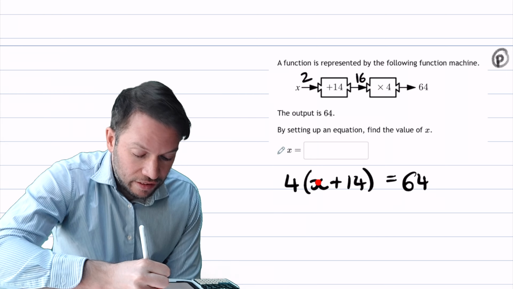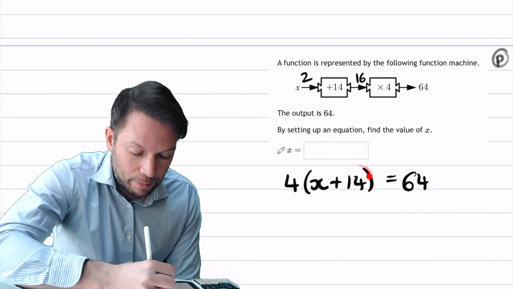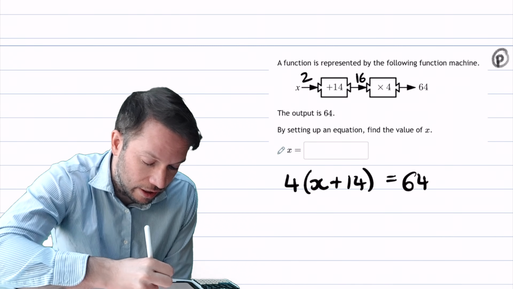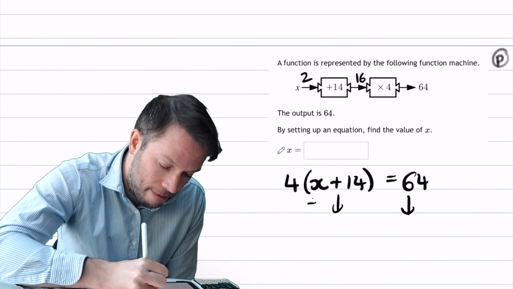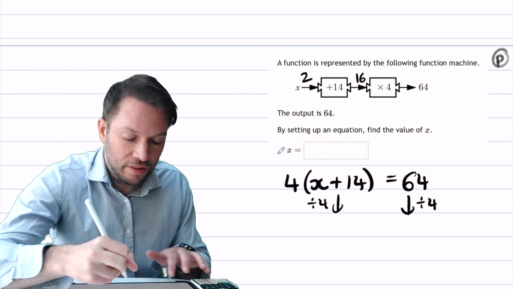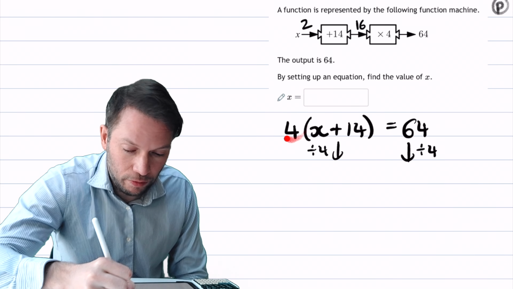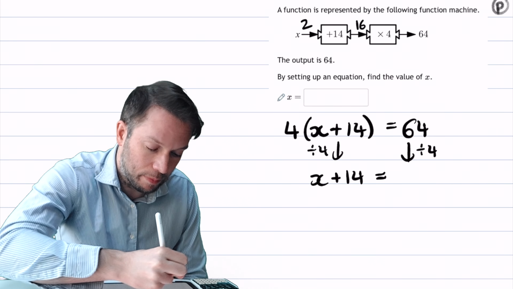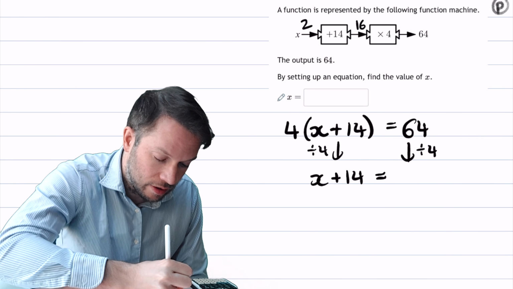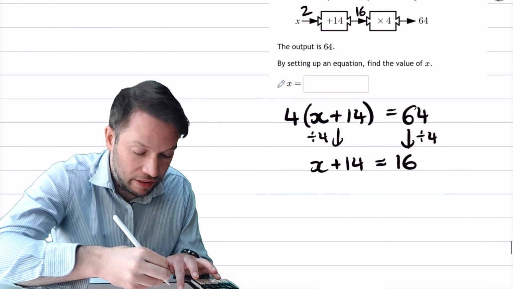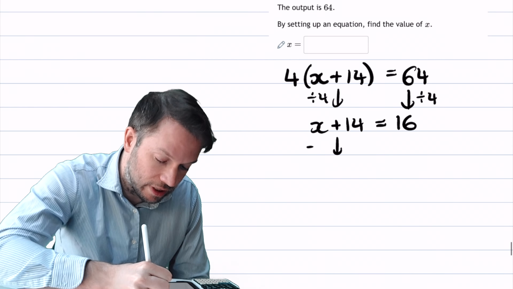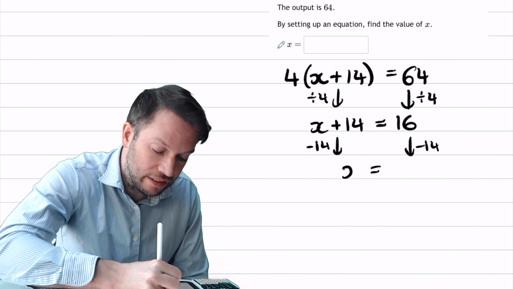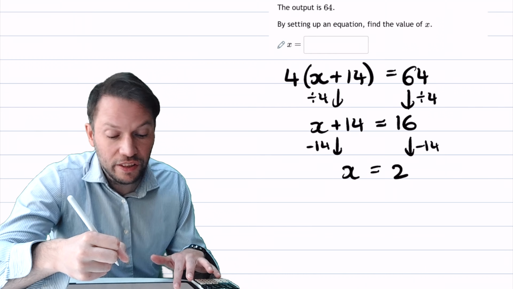So x plus 14, we're then timesing that by 4. We want to undo that last thing we did, the times by 4, by dividing both sides of the equation by 4. So the divide by 4 gets rid of that times by 4 on the front, leaving just x plus 14. And 64 divided by 4 is equal to 16. And then to get rid of that plus 14, we're subtracting 14 from both sides. So on the left-hand side, we just get x, and on the right-hand side, we just get 2. And that's the answer we expected.